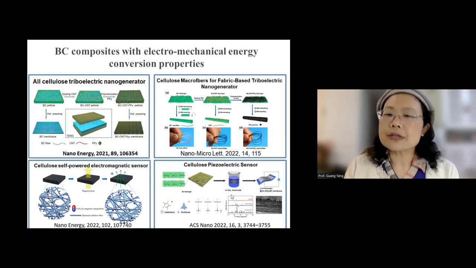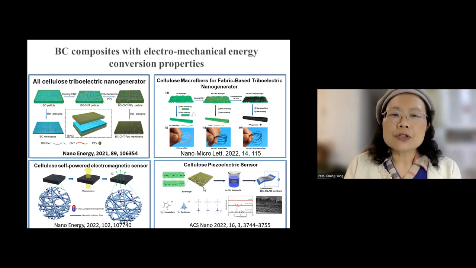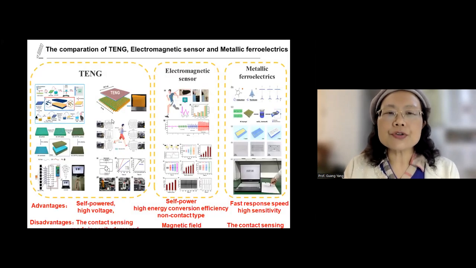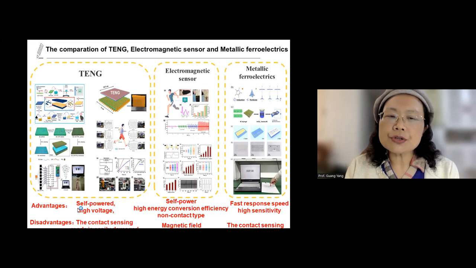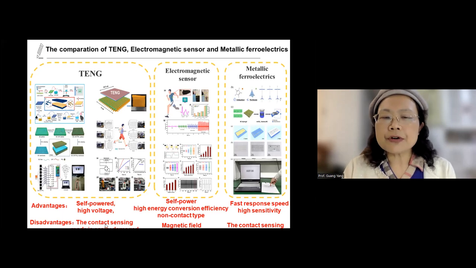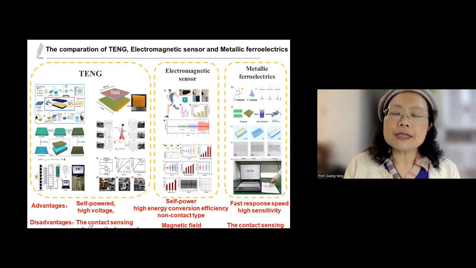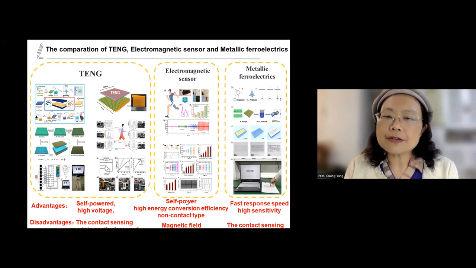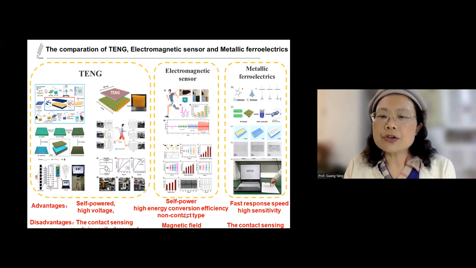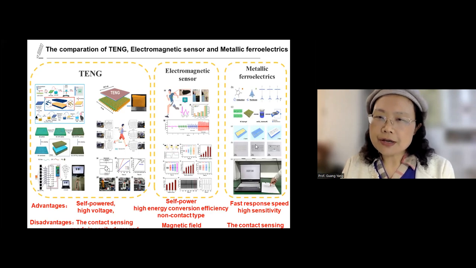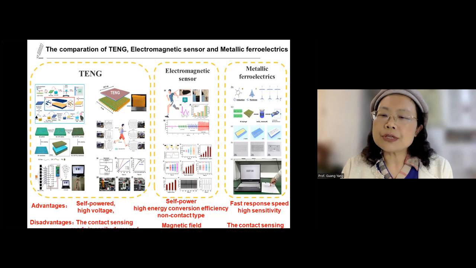And another, we can use magnetic modification to have an electromagnetic sensor. And another can make piezoelectric sensors. So these different modifications, the TENG, the electromagnetic sensor and the piezoelectric sensor, have different advantages and disadvantages. For the TENG, they can save power and give high voltage. But the disadvantage is the contact type, so it is easy to damage. And the electromagnetic sensors save power, have high energy conversion efficiency and are non-contact. But the disadvantage is magnetic field interference. And for the piezoelectric sensor, this has fast response speed and high sensitivity. But this is also a contact sensor, easy to damage.